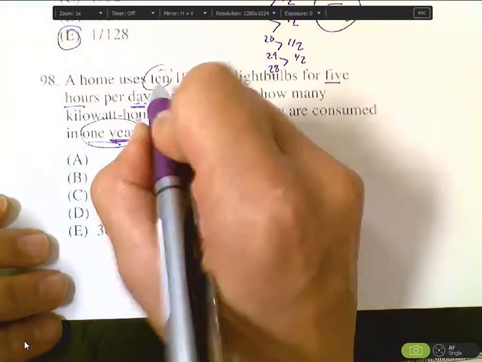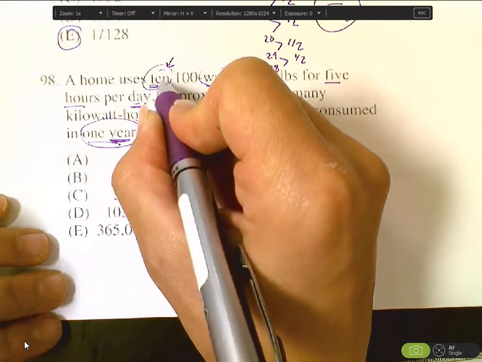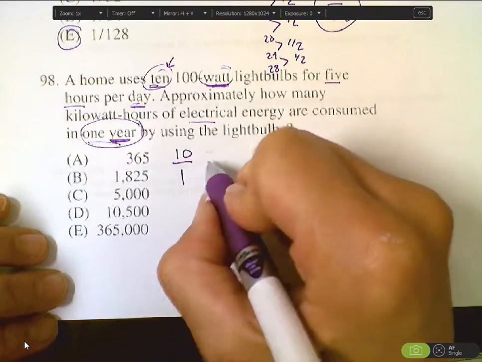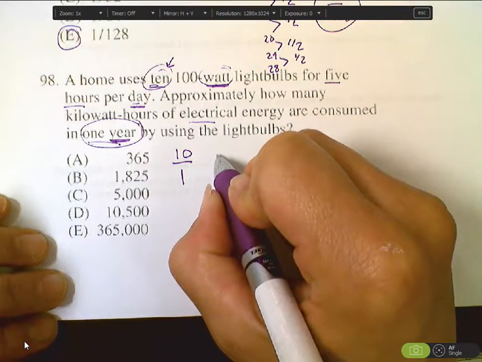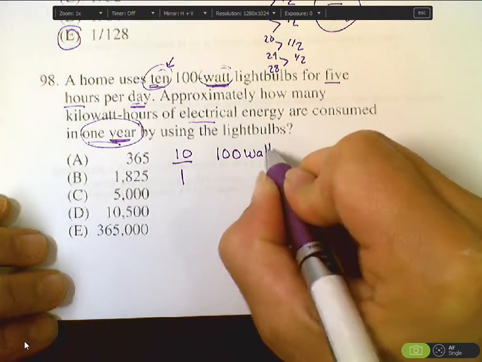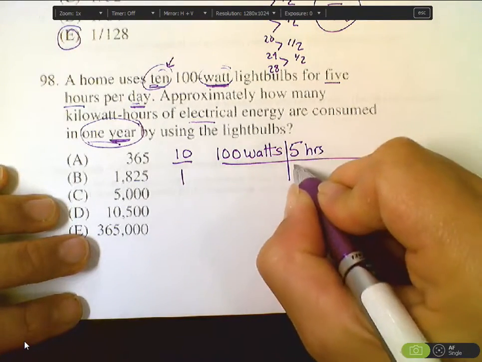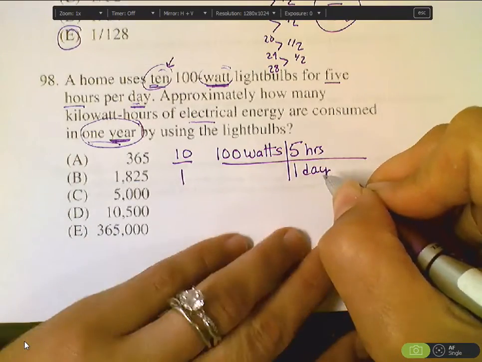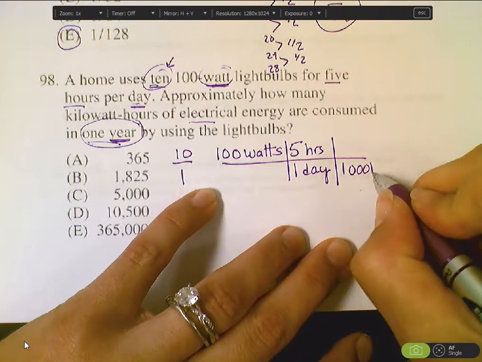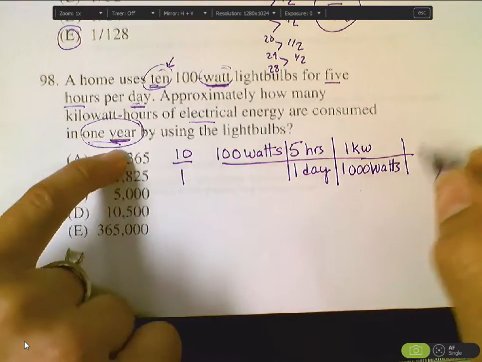My first card, by the way, is 10, because they threw you a little loop here by telling you there are actually 10 of them. So 10 over 1, there are 10 of these. And my real bridge kind of starts here. I am going to have 100-watt light bulbs on for 5 hours per day. And they want kilowatt hours of electrical energy. So there are 1,000 watts in 1 kilowatt.